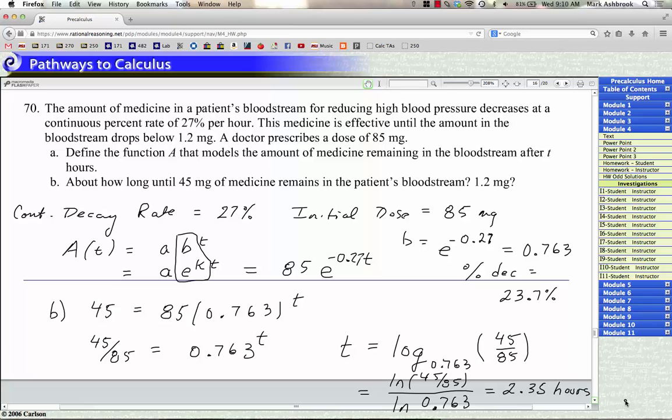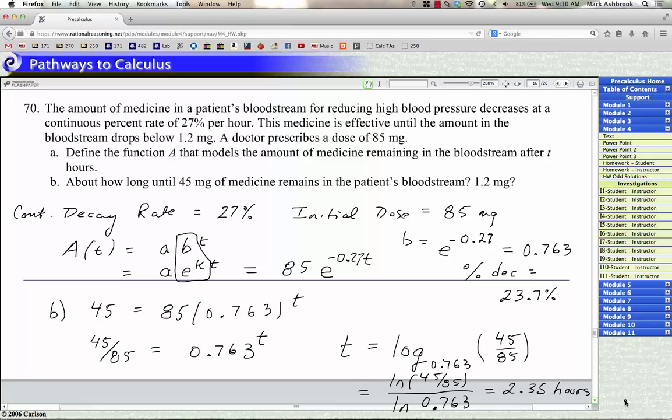So what were we finding? We were finding a number of hours, right? It was the exponent of 0.763 that gave 45 over 85, and that exponent was the number of hours to reach 45 milligrams.